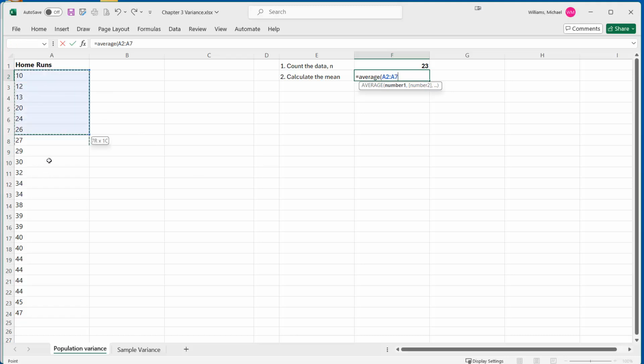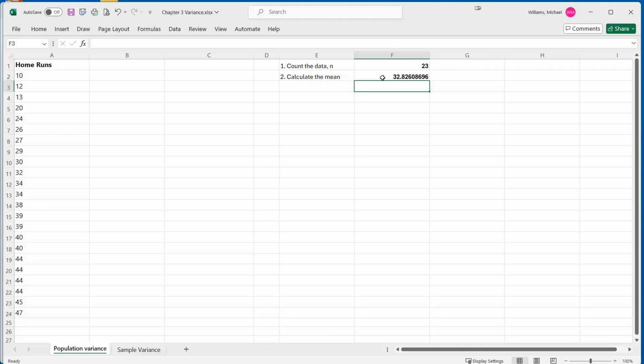And then grab all of the data. Put a parentheses. And hit enter. Remember, we calculated this before. So he averaged about 32.8 home runs per season, which is just amazing, especially in that era. So we're going to use these later.